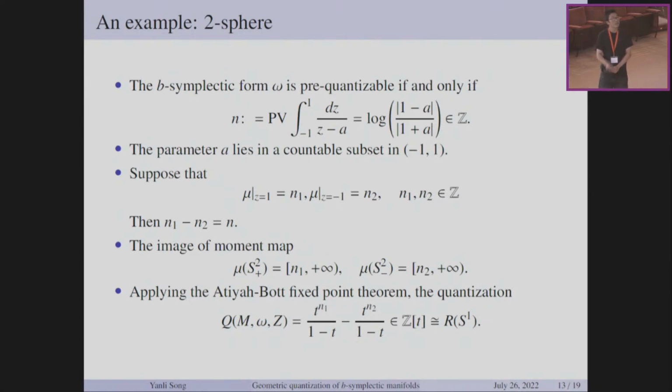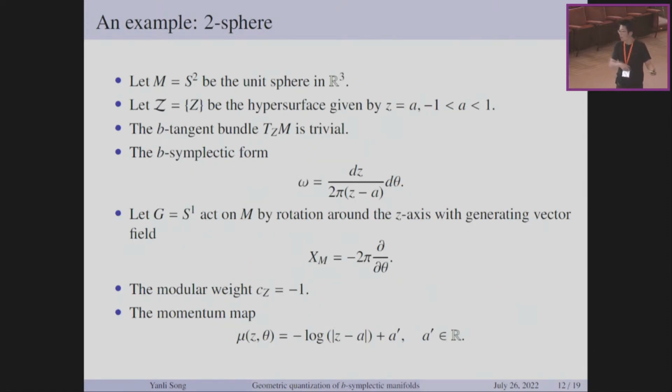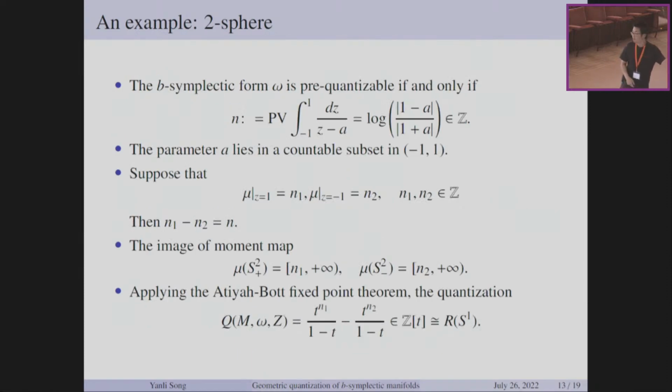In this case, let's suppose this momentum map restricts to the north pole and the south pole to be n1 and n2, because the north pole and the south pole are the fixed points. So if we have the line bundle, then by the constant formula, the momentum map should be an integer. And it's guaranteed that n1 minus n2 equals n. As I said on the previous page, the momentum map can have this shifting of A prime. It always satisfies this property. You can choose the A prime such that mu equals n1 at z equal to 1 and equals n2 when z equals -1.